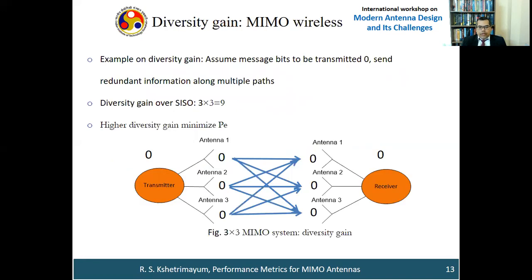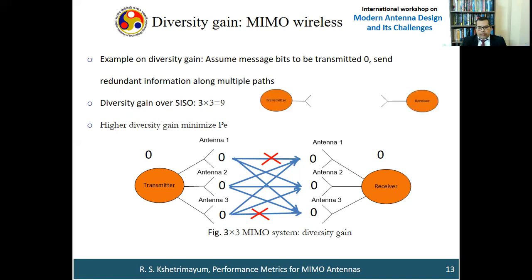Let us look at another gain from MIMO wireless, which is called diversity gain. In the diversity gain setting, we send the same bits from all transmitting antennas, which are received by all the receiving antennas. Let's consider a simple case of a 3x3 MIMO system, and we want to send 0 bits. So 0 bits can be sent from the transmitting antennas to the receiving antennas through different paths. For a 3x3 MIMO system, there are 9 paths. So if any 2 or 3 of the links are down, there's no issue, because bits can be received from the remaining paths. So that is called diversity gain.